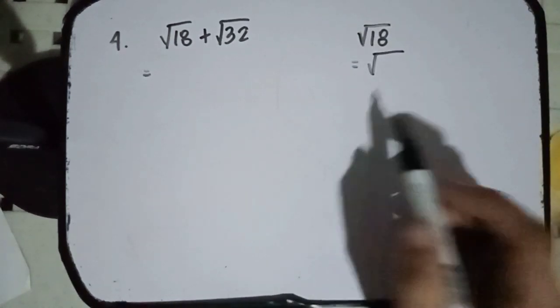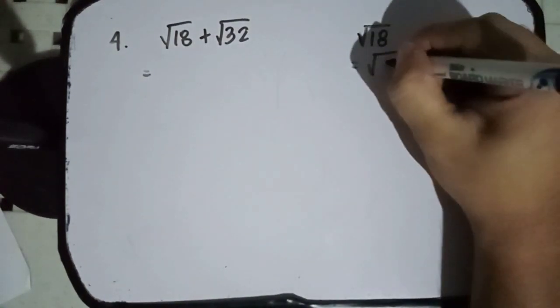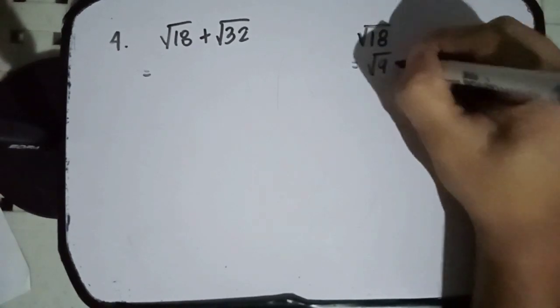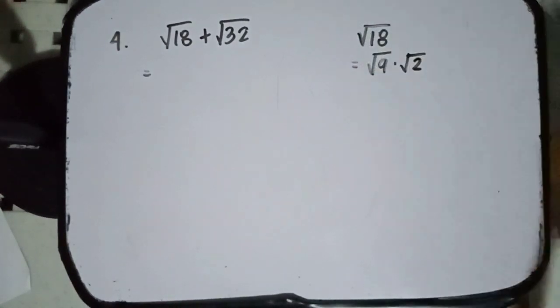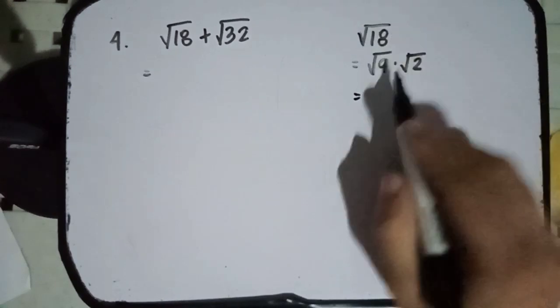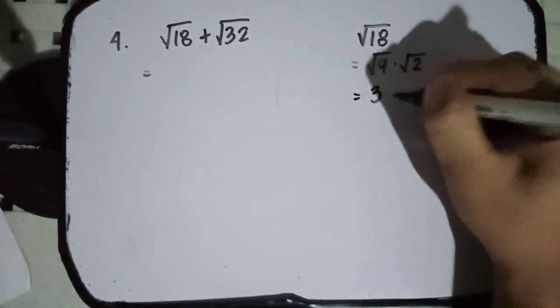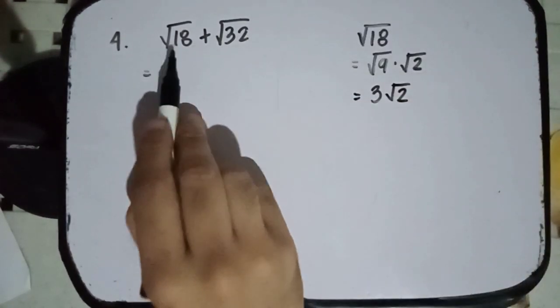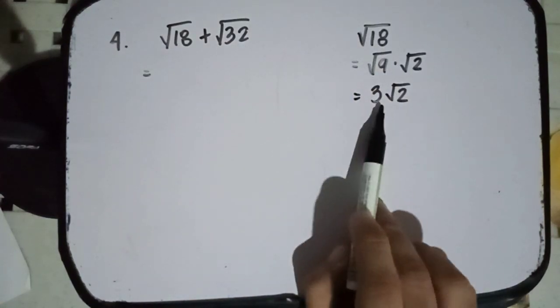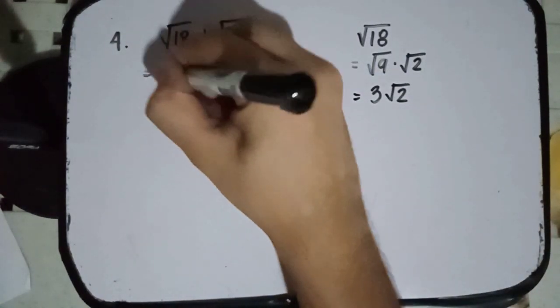Bakit 9 at saka 2? Kasi yung 9 is a perfect square. Okay? Square root of 9 times square root of 2. Okay? And then square root of 9 is equal to 3. So, 3 square root of 2. So, from 18, na-simplify natin into 3 square root of 2. Okay? Ayan po.